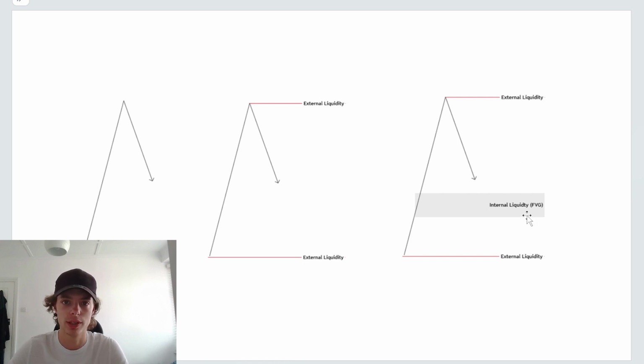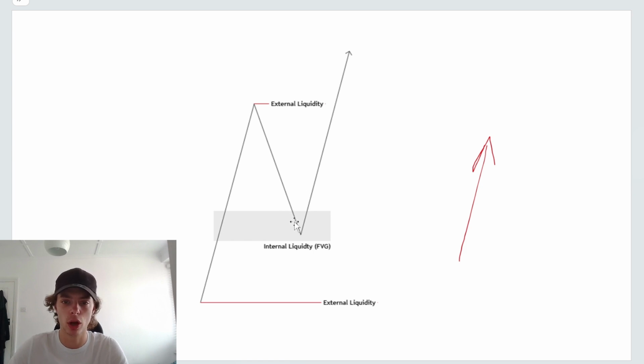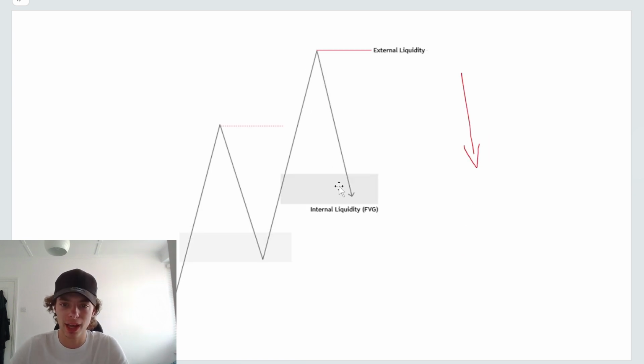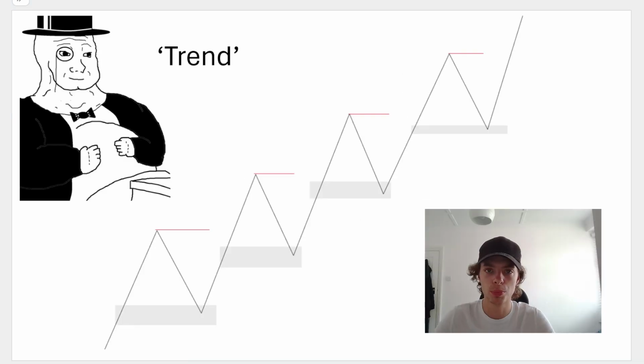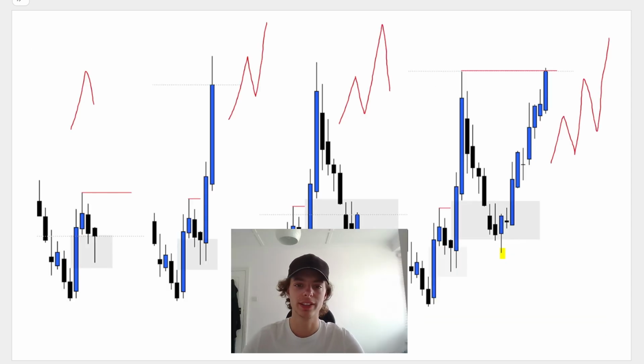External and internal liquidity. So what price does in this range is it will go into our internal liquidity and then move from that to our external liquidity. Once we've done that, we'll then come back down into our internal liquidity again and then move back up to our external liquidity again and then down into our internal liquidity again. And now you're probably starting to realize this is essentially how trends form. Trends go from internal to external liquidity, internal to external, internal to external, etc. So let's look at this in real market terms.